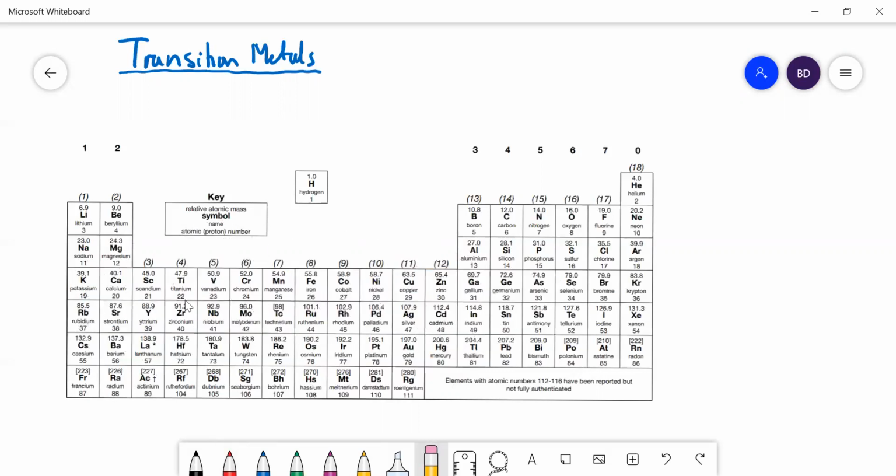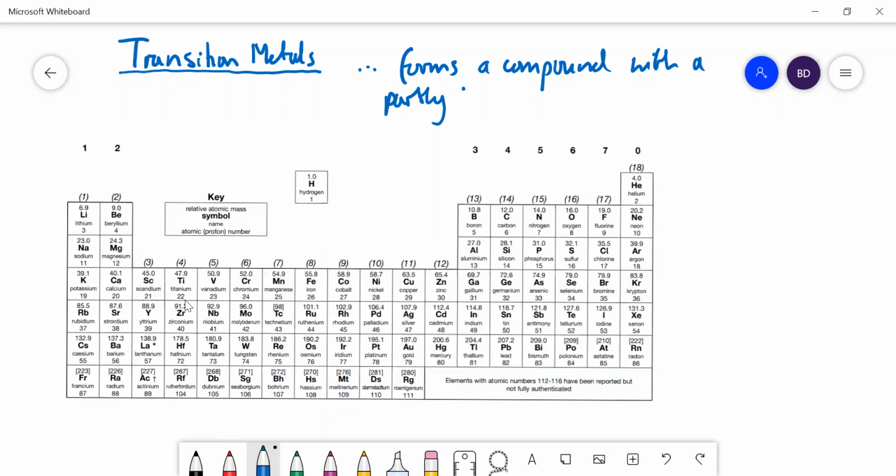Okay, so get started on that. The definition of transition metals they like you to use is: forms at least one compound with a partly filled D shell. All right, that's the definition.